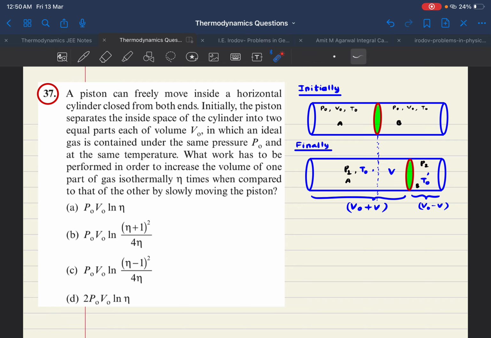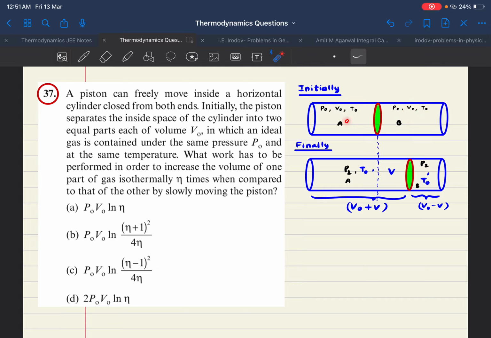The question says a piston can freely move inside a horizontal cylinder. I have drawn the cylinder. I have shown this piston which can move here and there freely. And the cylinder is closed from both the ends. Initially, the piston separates the inside space of the cylinder into two equal parts, each of volume V naught. So you can say that the piston is at the center such that both side volume is V naught as per the question, in which an ideal gas is contained.